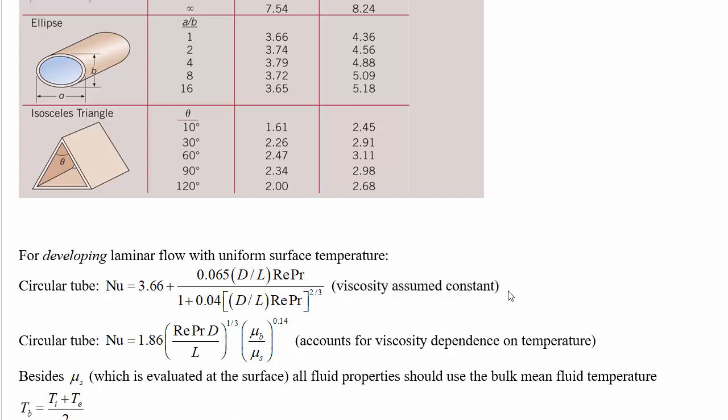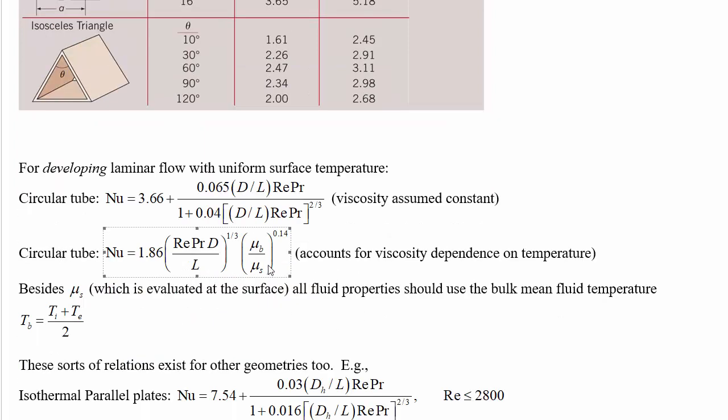That would be the case if viscosity doesn't change too much with the temperature for the temperatures involved. But if viscosity is not a constant, then it's better for you to use this second formula here, where mu b is evaluated at the bulk mean fluid temperature. So mu s is evaluated at the surface. All the other ones are at this different parameter here.